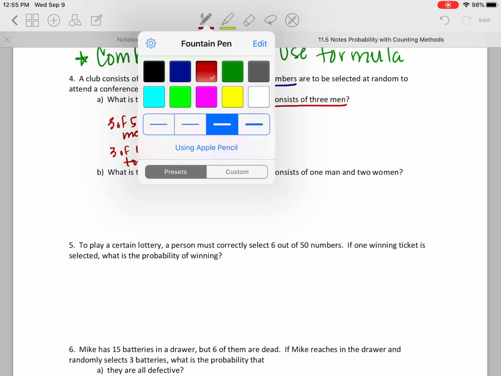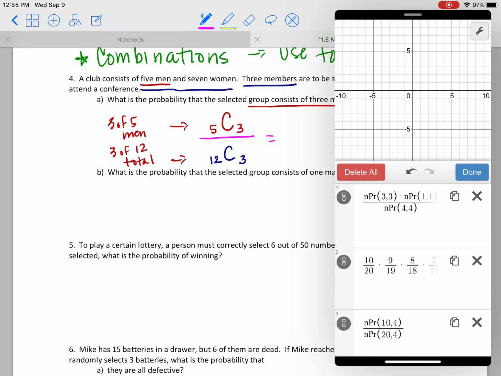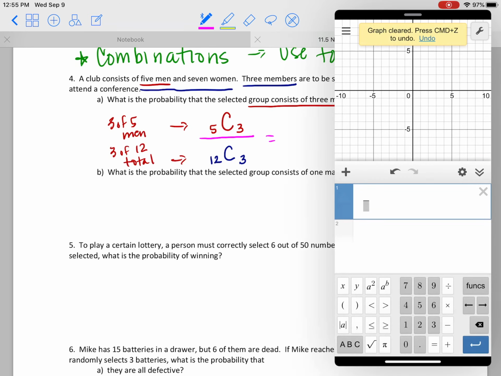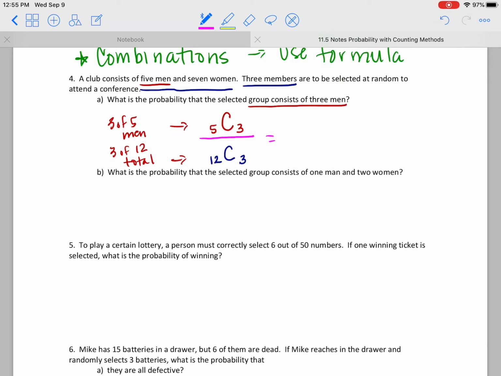Okay, so we're going to put this into the calculator, let the calculator do the formulating for us. Alright, so fraction, combinations, 5 and 3, and on the bottom again, combinations, 12 and 3. And let's hit the fraction button, 1 out of 22. So there's a 1 in 22 chance that this group is going to consist of 3 men.